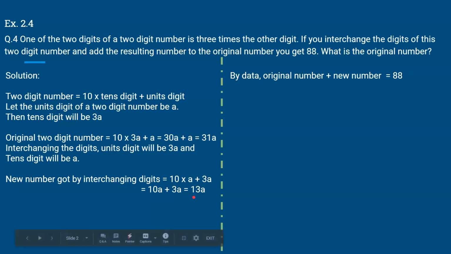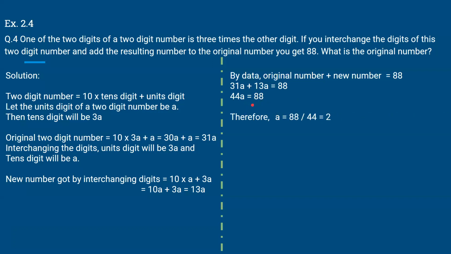Now in the question it is given that the original number and new number, their sum is 88. That is, original number plus new number equals 88. The original number is 31A. The new number we got by exchanging is 13A. So 31A plus 13A equals 88. Adding, we get 44A equals 88. Therefore, A is equal to 88 divided by 44, that is 2.